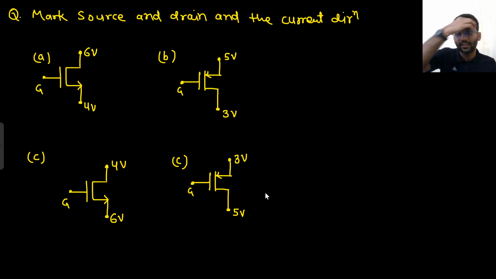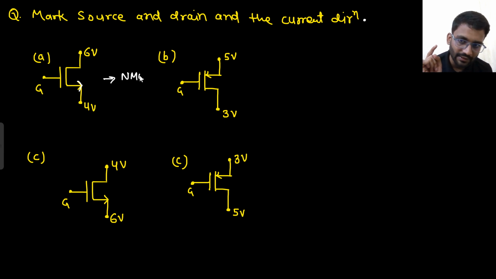Let's see a question and that will clear your concept now. You have to mark source, drain and the current direction. This is what you need to mark. Which one is source, which one is drain, and what will be the direction of current. So what you will do, this particular structure is given. You see, this is the arrow. That means this is NMOS. First thing I got to know is that this is NMOS.